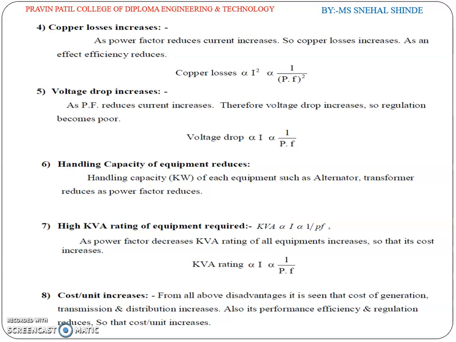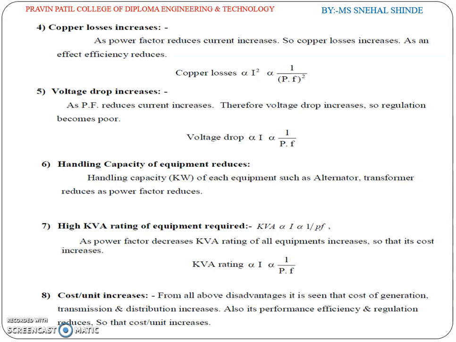Next, the voltage drop increases. Voltage drop is directly proportional to the current, and current is inversely proportional to the power factor. So as the power factor reduces, current increases and therefore the voltage drop increases. So regulation becomes poor.